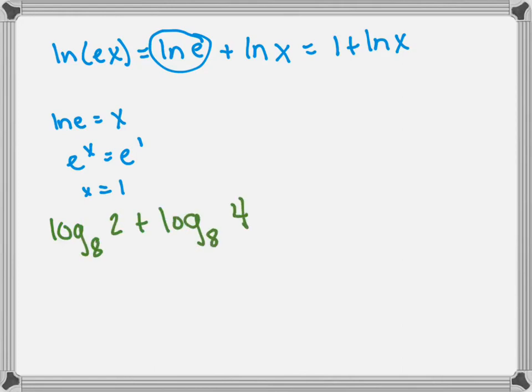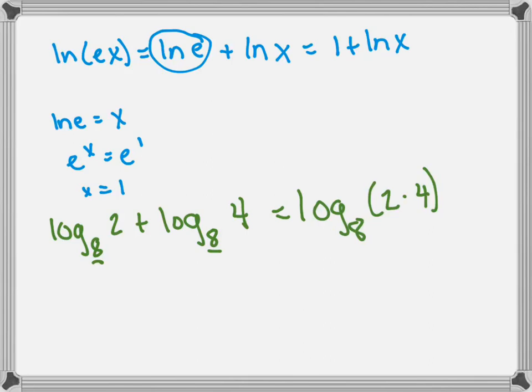Then the final example, log base 8 of 2 plus log base 8 of 4. So now we're using the property in the opposite direction. We have the sum of two logs. We're now going to rewrite it as a single log of a product. And what's important here is that the bases are the same. If we had the sum of two logs with different bases, we could not use this property to combine it into a single log.